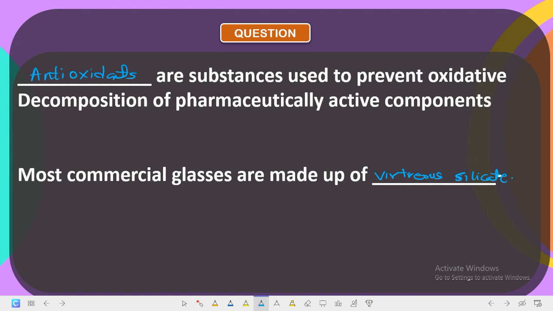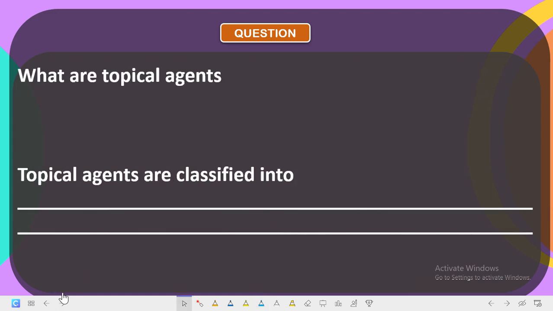Examples of glass used are vitreous silicate. Let me see. Various types of glasses. Most commercial glass are made up of vitreous. Okay, I'm correct. Vitreous silicate. So that is the correct answer to that. But vitreous is spelled V-I-T-R-O-U-S. Silicate.